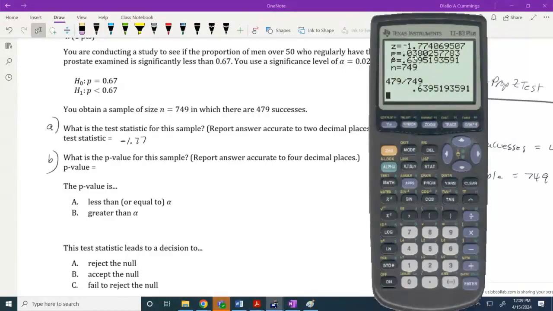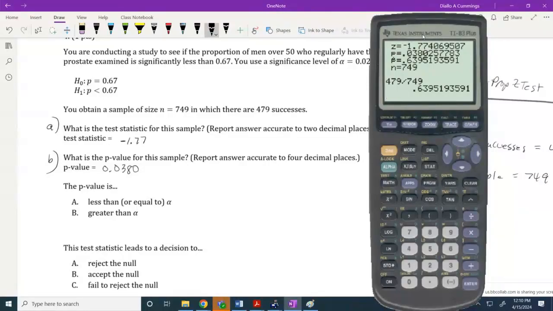Our p-value is 0.0380. And if you look at the answer key, they have like 0.380 and then 0.0384. All right, but we're going to use 0.038. All right, so that's our p-value.